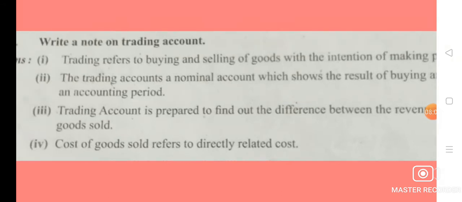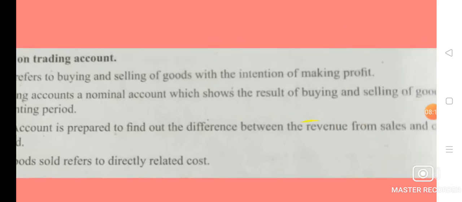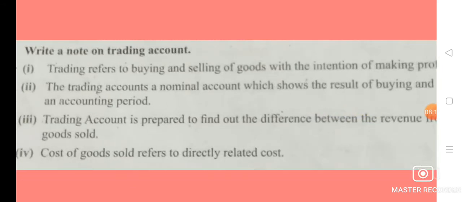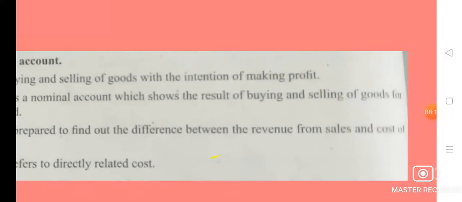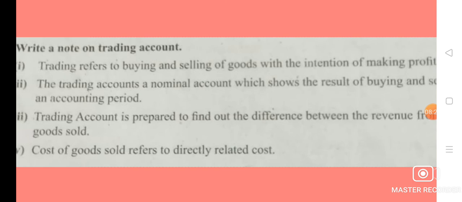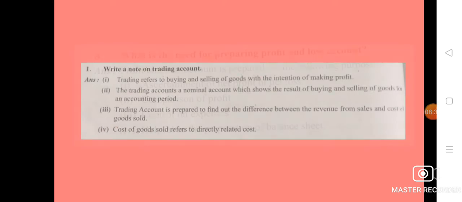Then the trading account is a nominal account which shows the result of buying and selling of goods in an accounting period. Trading account is prepared to find out the difference between the revenue from sales and cost of goods sold. Cost of goods sold refers to directly related cost. It is known as the trading account.